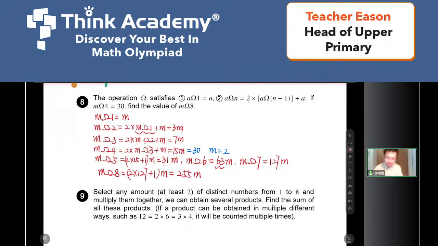And we know m equals 2, right? So now we know m equals 2. And then we just trace it back. So this is 510. No, that's the answer. But this is the easiest way.